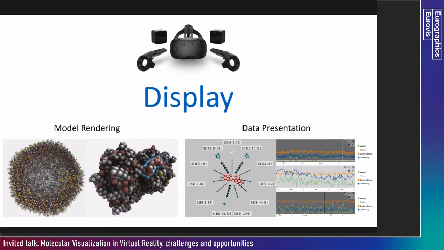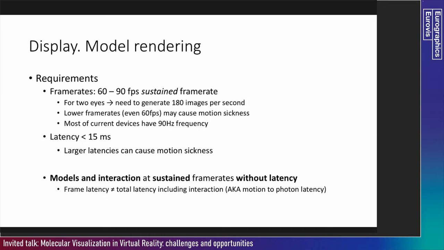What are the requirements that we face when we render things in virtual reality? In order to have something effectively rendered, we need to obtain frame rates of 60 to 90 frames per second, and this needs to be sustained. For two eyes, this means generating like 180 frames per second. But the important word here is sustain. Frame rates cannot fall below certain latencies, such as like 15 milliseconds, because otherwise they will cause motion sickness.